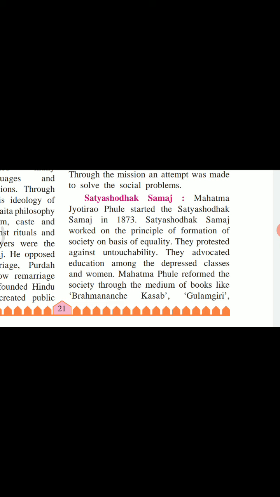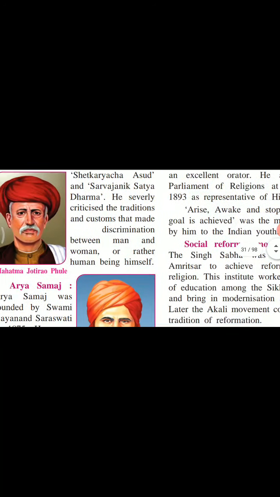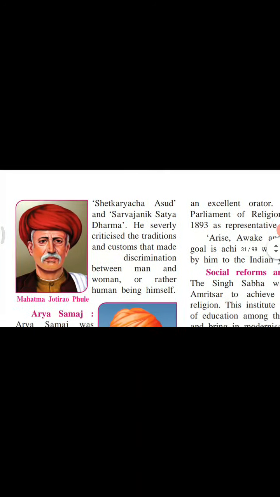Mahatma Phule reformed the society through the medium of books like Brahmananche Kasab, Gulamgiri, Shetkaryancha Asud and Sarvajanik Satya Dharma. These books Mahatma Jyotiba Phule has written. He severely criticized the traditions and customs that made discrimination between man and woman, or rather human beings themselves. And this is a very important principle of Mahatma Jyotiba Phule. You can see the picture of Mahatma Jyotiba Phule.